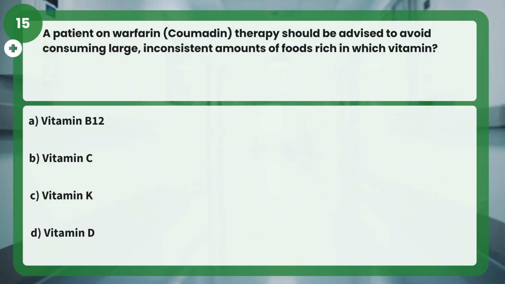Question 15. A patient on warfarin, Coumadin, therapy should be advised to avoid consuming large, inconsistent amounts of foods rich in which vitamin? A. Vitamin B12. B. Vitamin C. C. Vitamin K. D. Vitamin D.